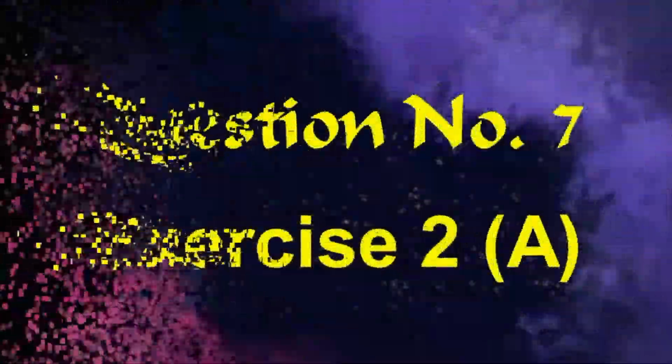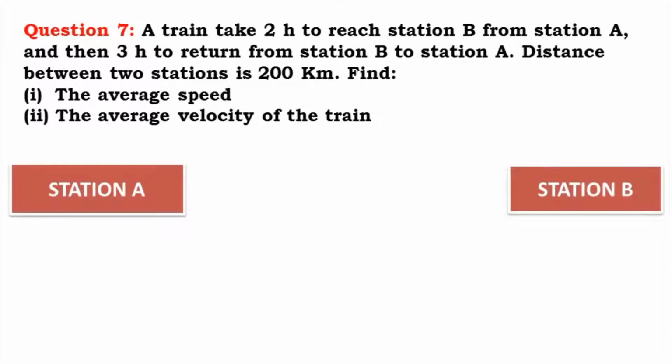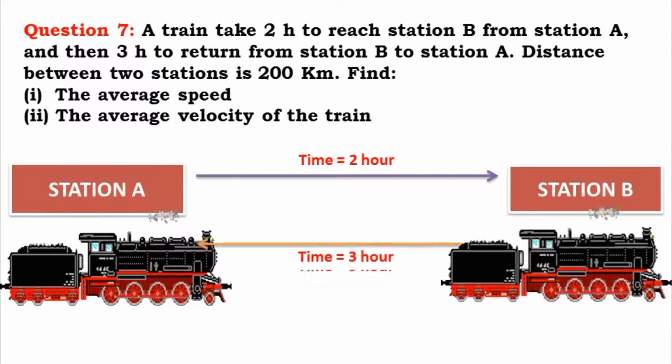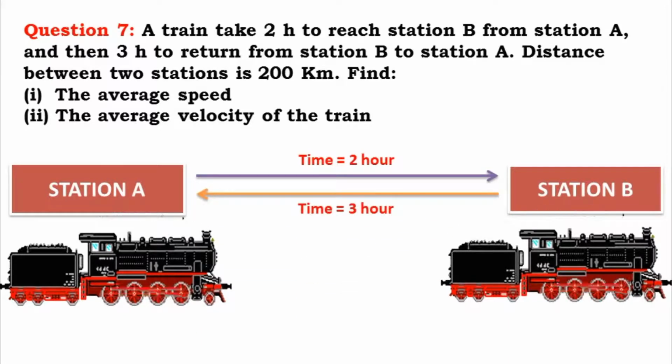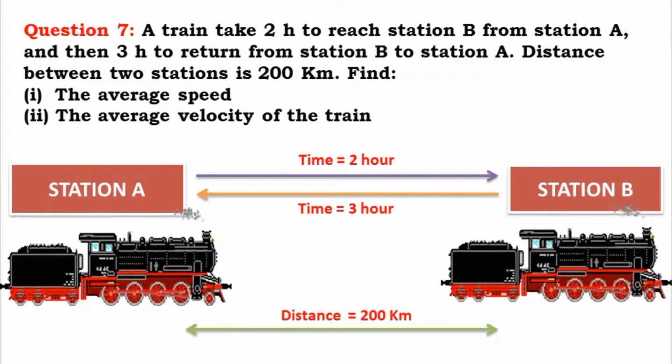Let us do question number 7 of exercise 2A. Question number 7. A train takes 2 hours to reach station B from station A and then 3 hours to return from station B to station A. Distance between two stations is 200 km. Find number 1 average speed and number 2 the average velocity of the train.